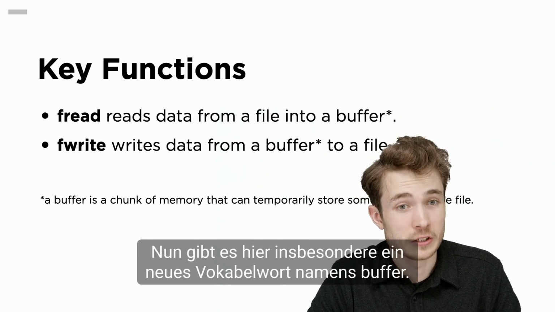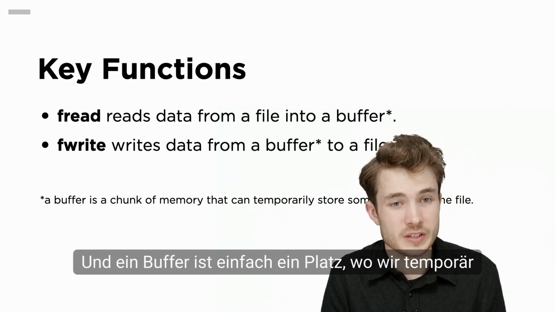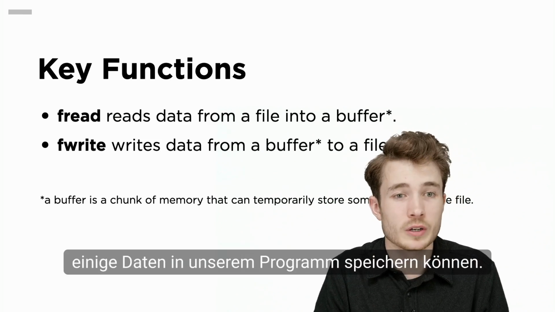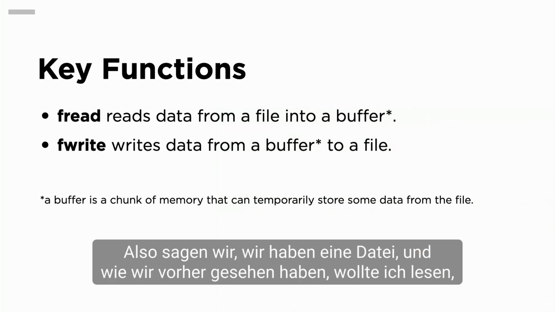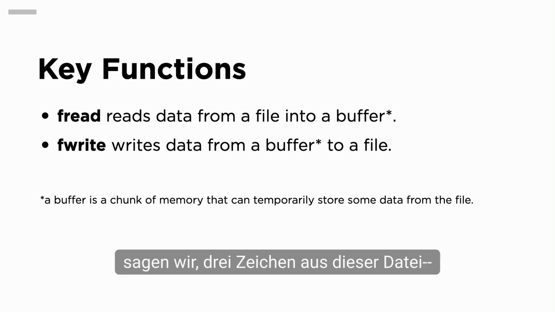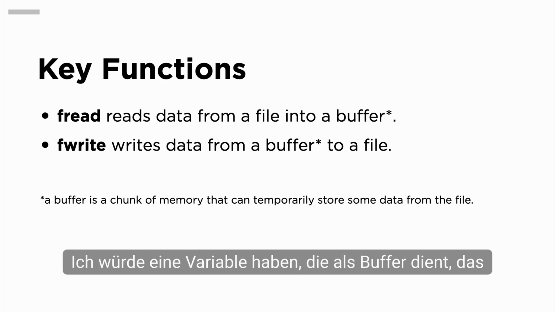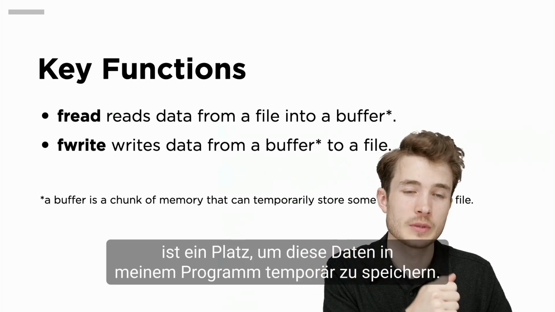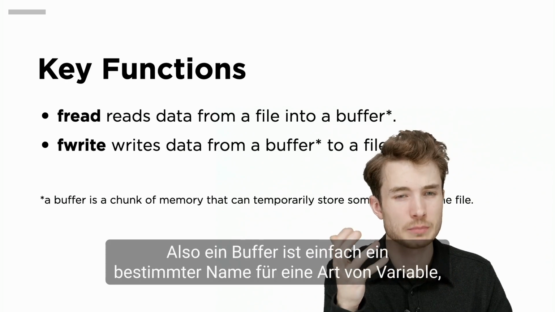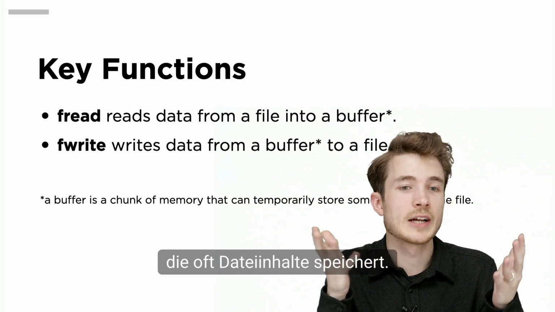Now in particular, there's a new vocabulary word here called a buffer. A buffer is simply a place we can temporarily store some data in our program. So let's say we have a file, and like we saw before, I wanted to read, let's say, 3 characters from that file, HI exclamation point. I would have a variable which serves as a buffer, that is some place to store that data inside my program temporarily. So a buffer is simply a particular name for a kind of variable that often stores file contents.